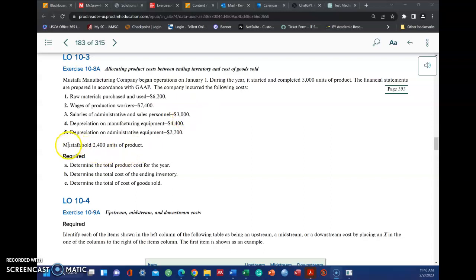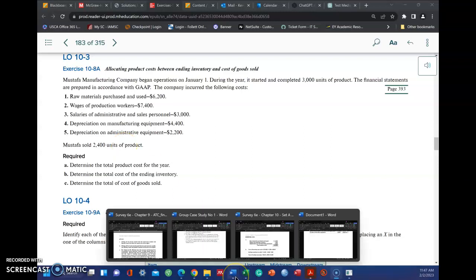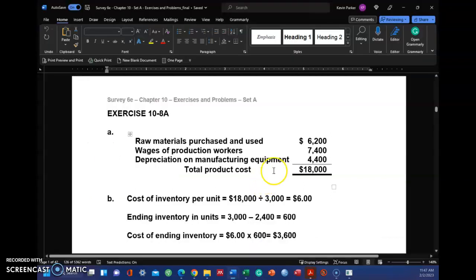All right. Now, they give us this information. Units sold, 2,400 units, and we'll need that. So hopefully you can retain this information. I'm going to change screens. And a lot of times I do not use the solutions, but sometimes they just do a really, really good job, and I go with it.